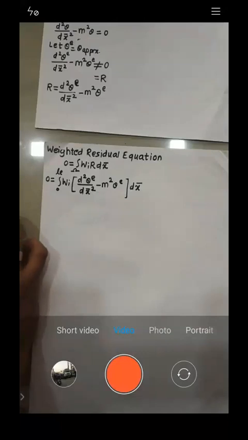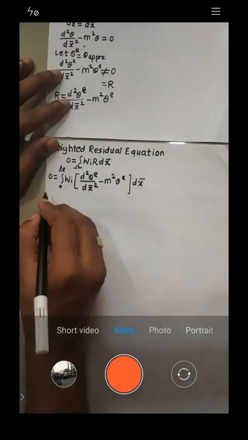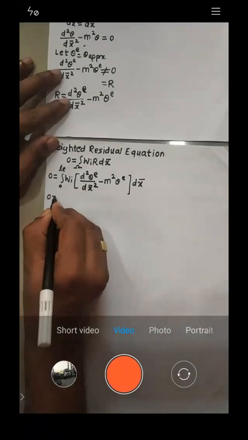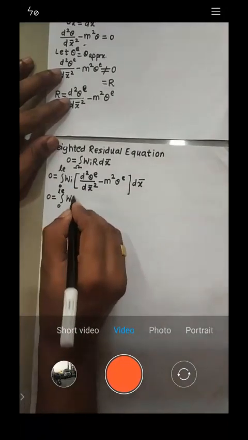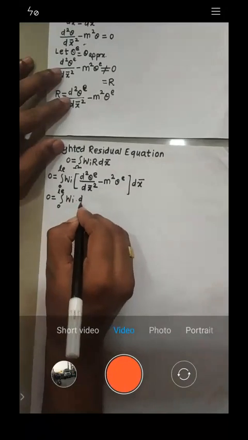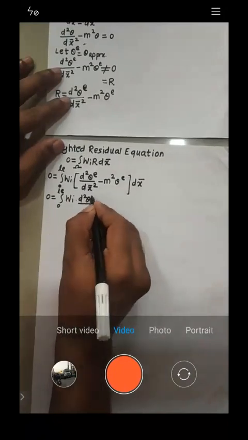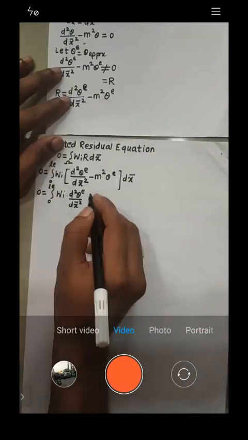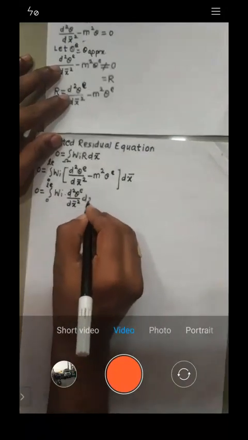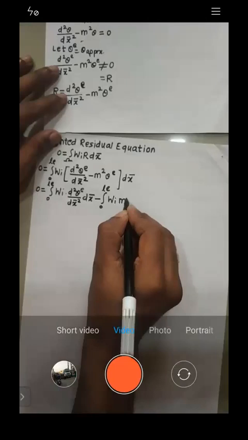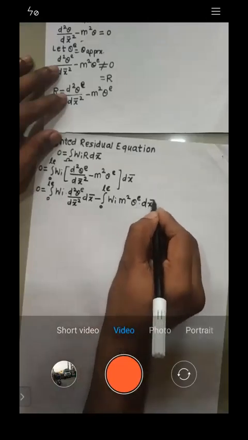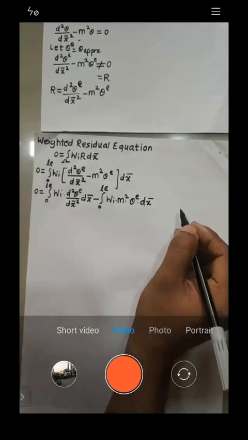Yes, sir. Right? And what we'll do, we'll just multiply it inside. So what I will get is 0 is equal to this into this. I'll make so 0 to LE into weight function into this term, that is d square theta E by dx bar square, right? Into dx bar minus 0 to LE Wi into m square theta e into dx bar. Is it okay? Yes or no? Just multiply. That's all. Nothing else I'm doing.